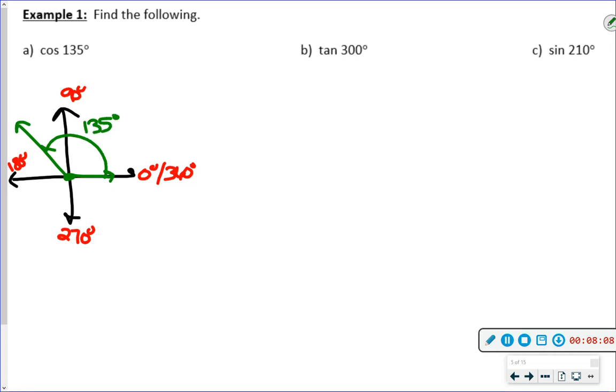Now, we need to evaluate cosine. So I need a triangle, sides of a triangle. We make our right triangle with the x-axis. The key is you need this very lovely little angle between the x-axis and where we ended up, our reference angle. So from 135 to 180, what's the difference? 45. So we have the 45, 45, 90. Now I can label my side.